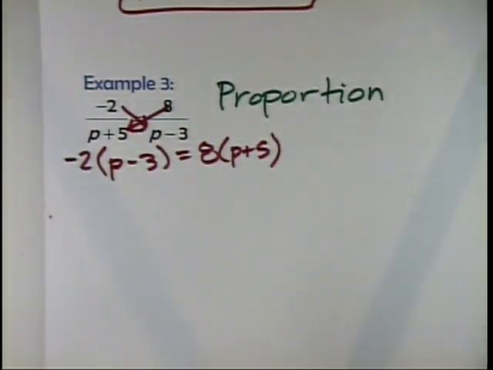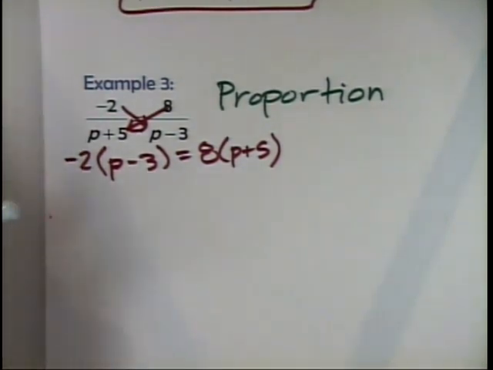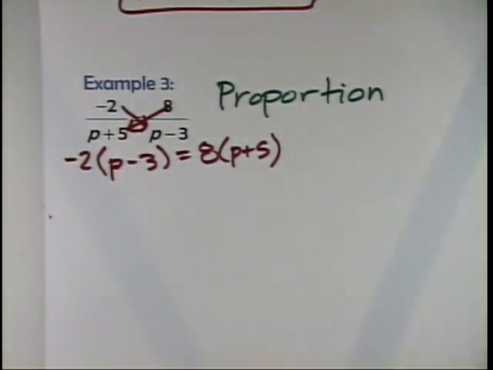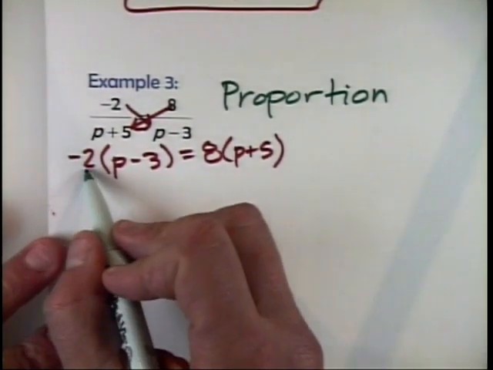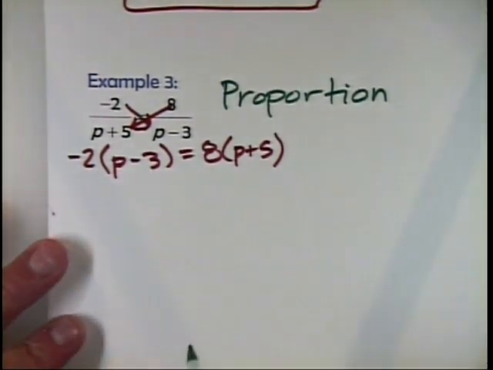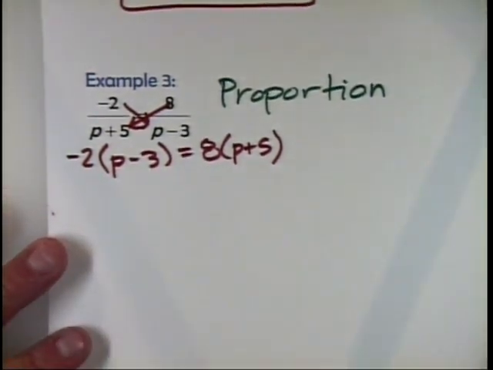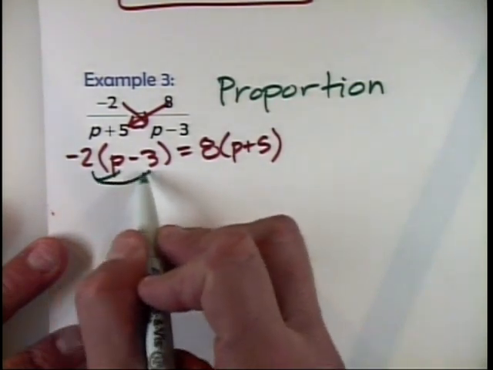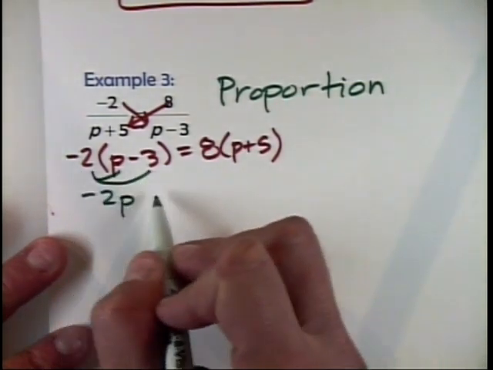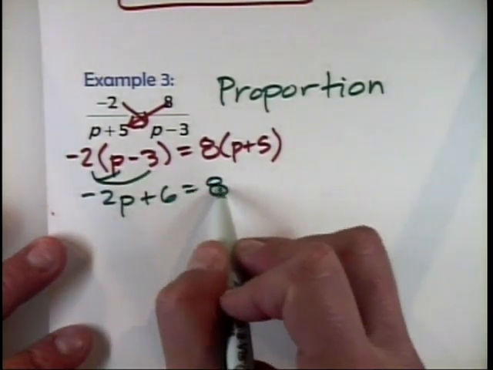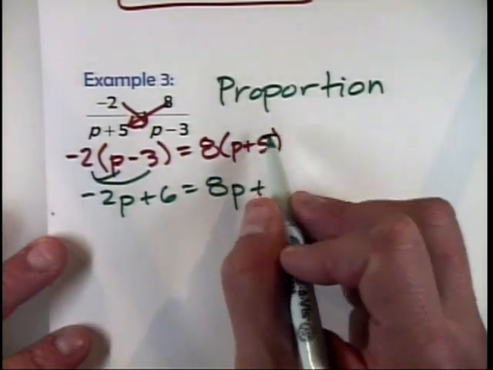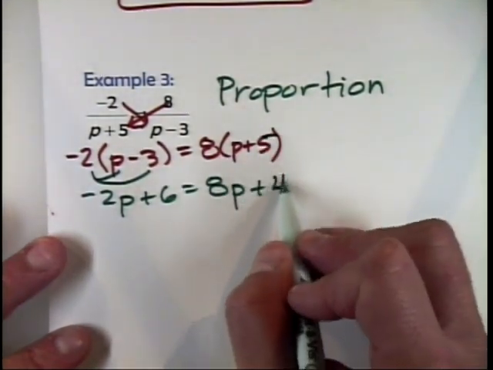Now you've got it without the fractions. It's on the ground floor. Now you can expand it out. If you wanted to, you could divide by negative 2. I'm not going to do that. If you want to try it at home, go ahead and see if you get the same answer. I'm going to distribute. So I get negative 2p plus 6 equals 8p plus, and this is actually a 5, so 5 times 8 is 40.